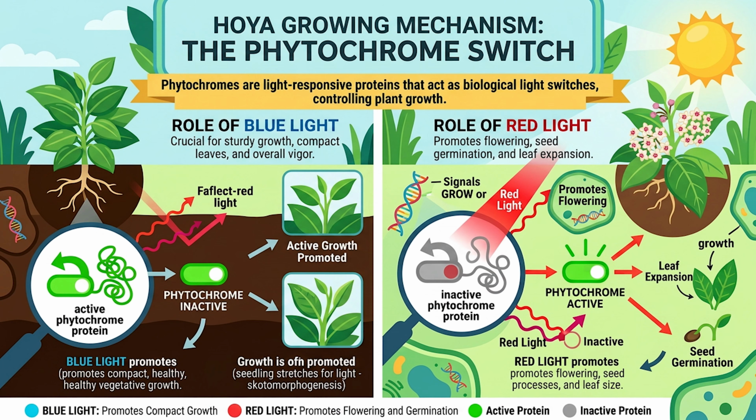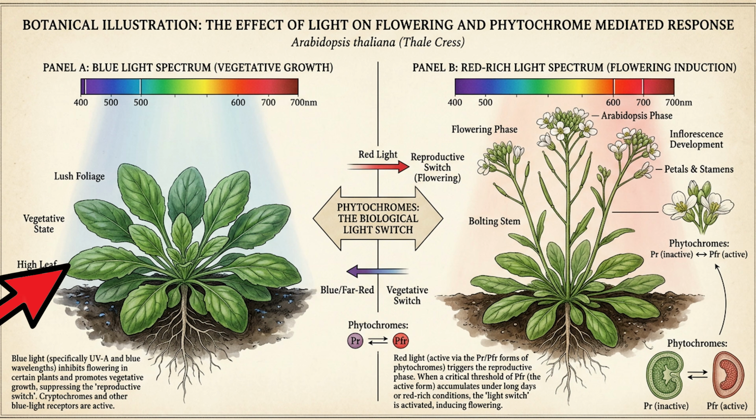It's about phytochromes. These are proteins that act as biological light switches. While blue light grows lush leaves, red-rich light triggers the reproductive switch. I could use 12 to 14 hours of a red-rich grow light to kind of nudge the plant into flower mode. It's not just bright light, it's the quality of that light spectrum.